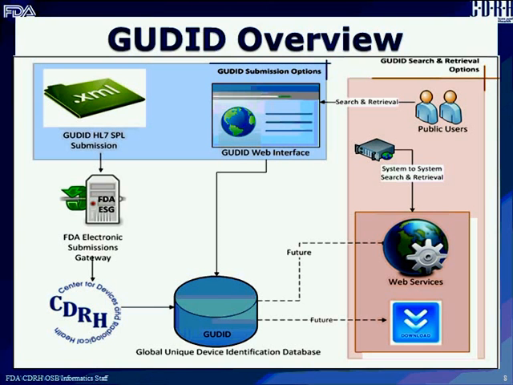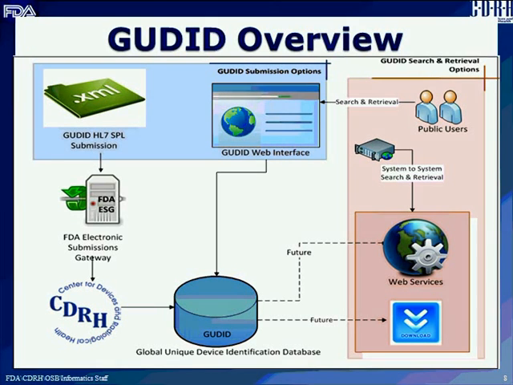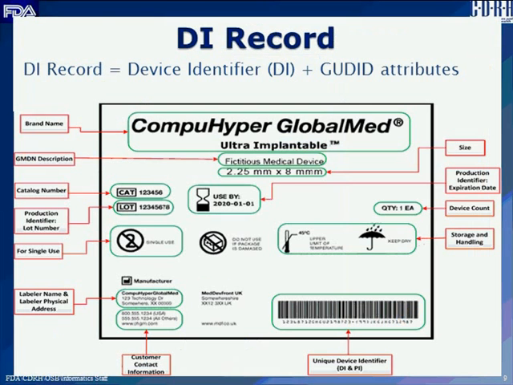So let's talk about the device identifier then, and to start off, a DI record, which is just a device identifier record that will be stored in GUDID for a given device, is composed of the device identifier, that's the primary key, and the other GUDID attributes. And I've listed on this slide some of the GUDID attributes, and the point to note is the majority of the GUDID attributes come from the device label or the labeling of the device, and you can think of GUDID attributes as a subset of what might be in a label or labeling of a device.